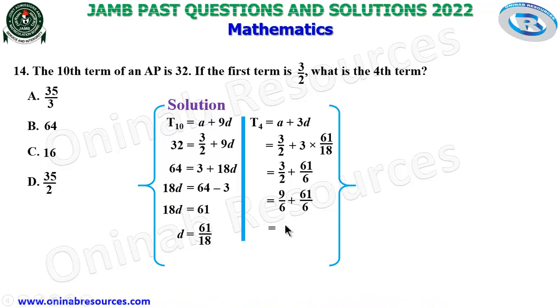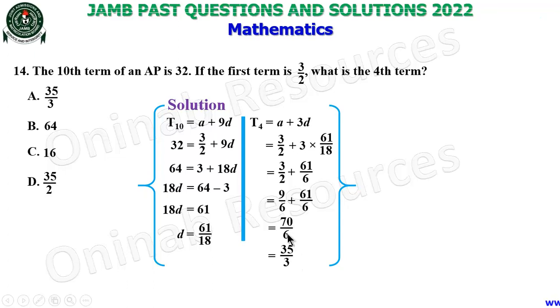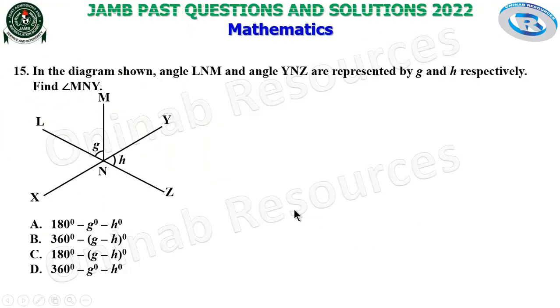So we have our answer as 70 over 6. In the simplest form, we have it as 35 over 3. 2 divides 70 to give 35. 2 divides 6 to give 3. So our option here is A. That's all for 14. We go to problem 15.